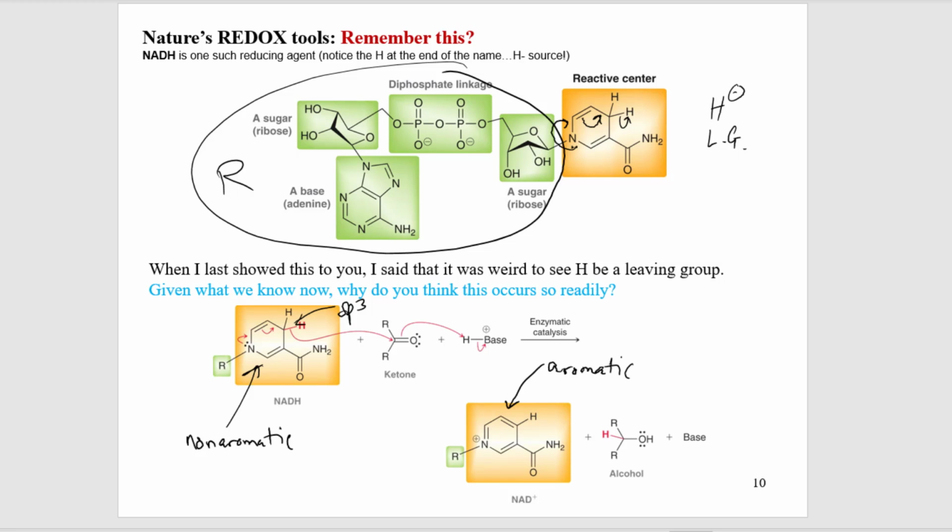NAD plus is stable because it's aromatic. Very cool. Now you can rationalize why H minus in this particular case is actually allowed to be kicked off as a leaving group. There is a thermodynamic, right? A stable product benefit for this to happen.